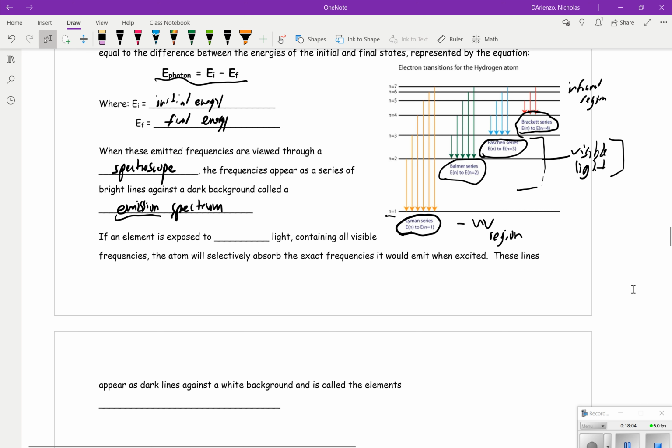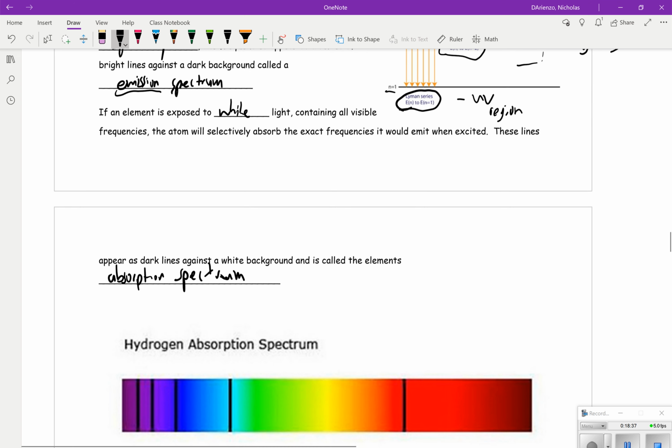It's important to note that if we expose an element to white light, which contains all the frequencies of visible light, the atom is going to selectively absorb the exact frequencies it would emit when excited. And these are going to appear as dark lines against a full white light background, and we call that the element's absorption spectrum. That's essentially the opposite of an emission spectrum or bright line spectrum.